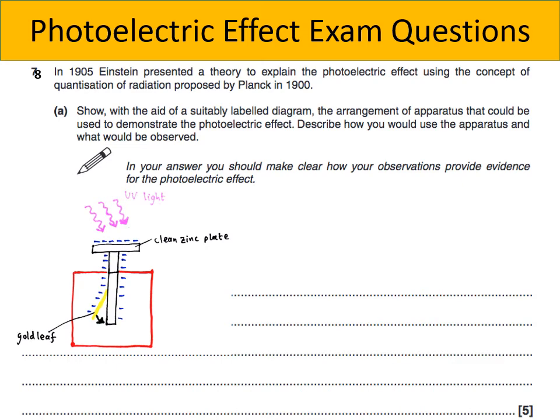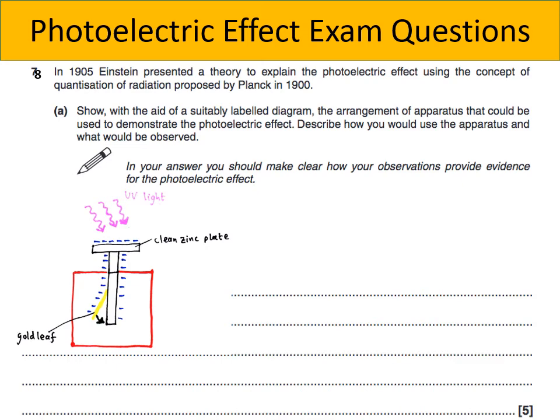You have a gold leaf electroscope. You shine some ultraviolet light onto it. Everything is all charged up. Let's say it's negatively charged, because we know that when it's negatively charged, then photoelectrons will be emitted. The whole thing is negatively charged, so the gold leaf will be repelled from the conducting stem. Some of the negative charges have left the gold leaf. Okay, so what can we say? In our diagram, we must make sure that we label the key things.